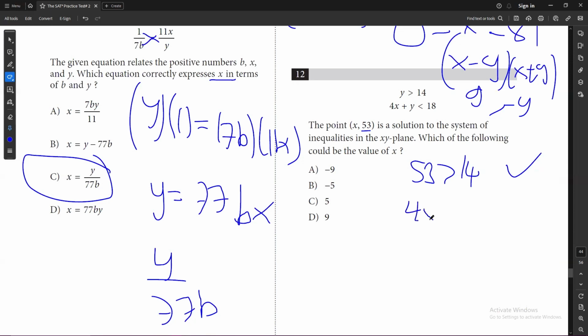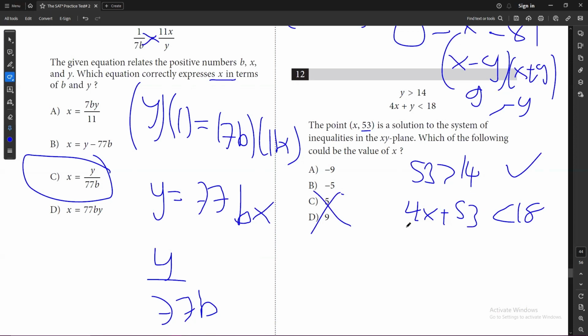Yeah. 4x plus 53 is less than 18. So basically, I want to ask you: if you add something to 53 and it's less than 18, that means your something is less than 0, because even if I plug 0 for my x, I'm still not getting this inequality, which means my x has to be a negative value. So I basically get rid of C and D.